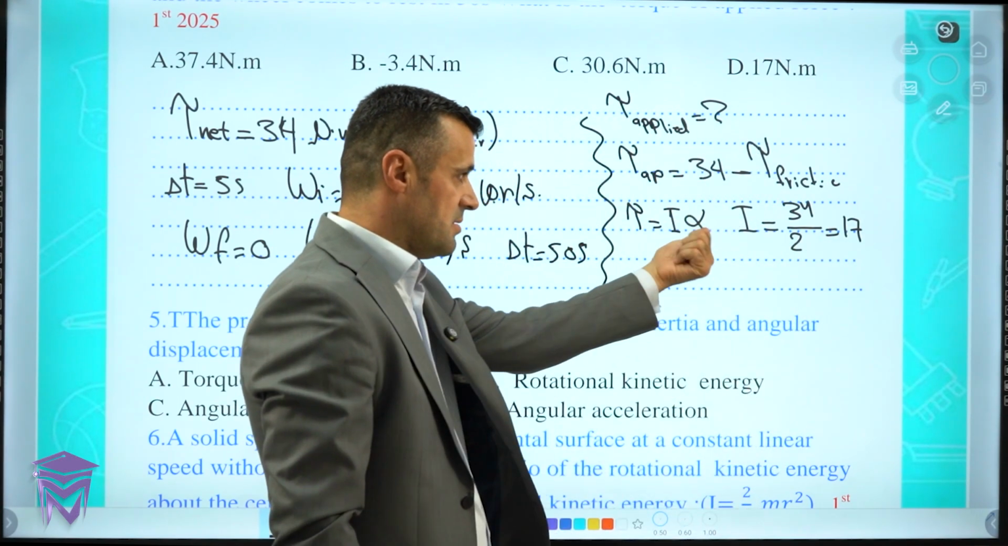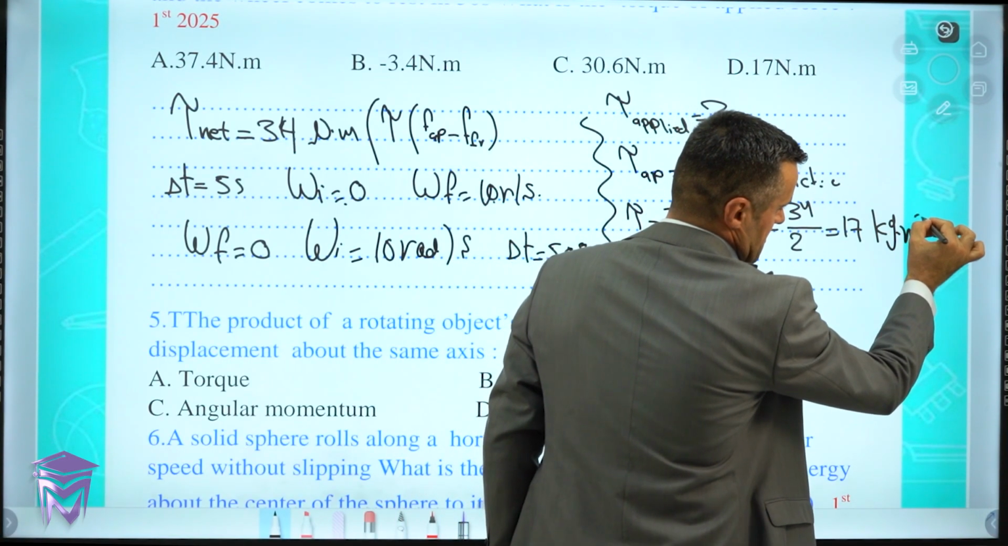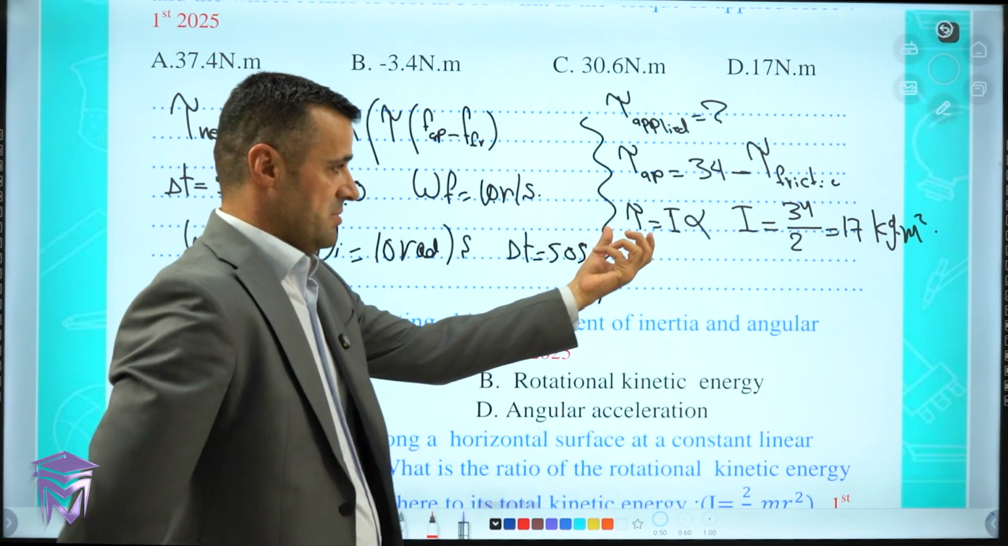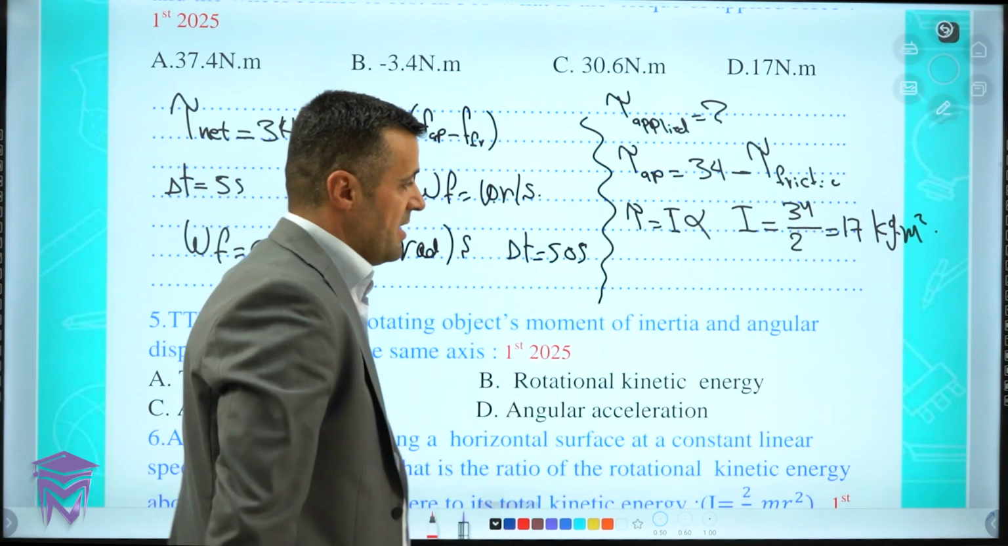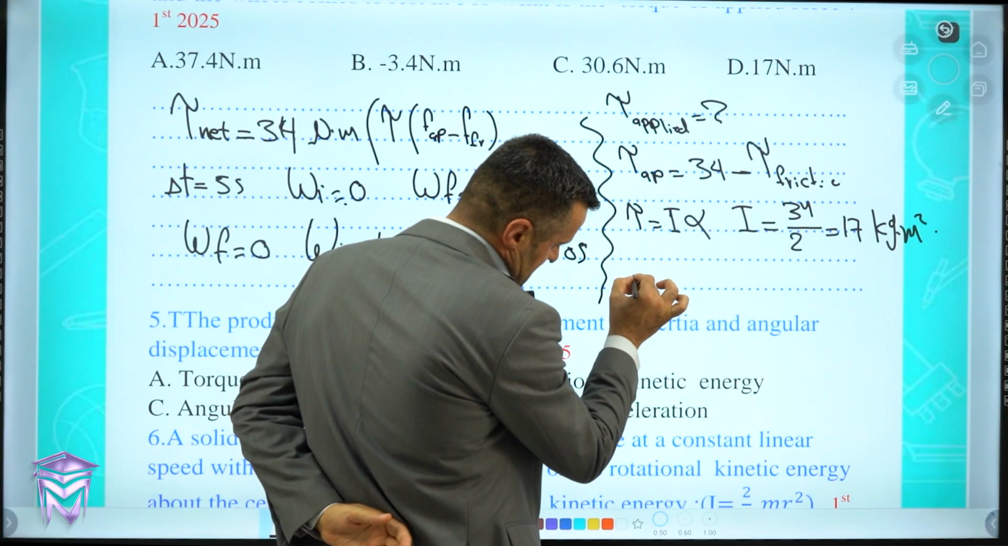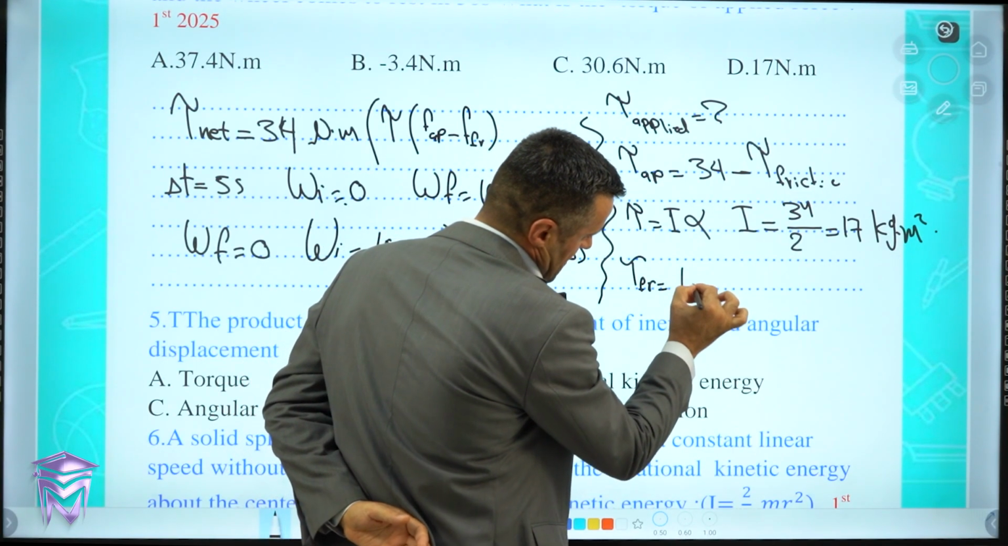What's the main unit of I? Kilogram dot meter power 2. Now I can find what? The moment of inertia of the object. After that, we have to find tau of friction equals I alpha.